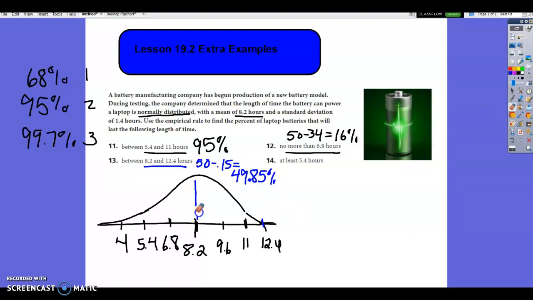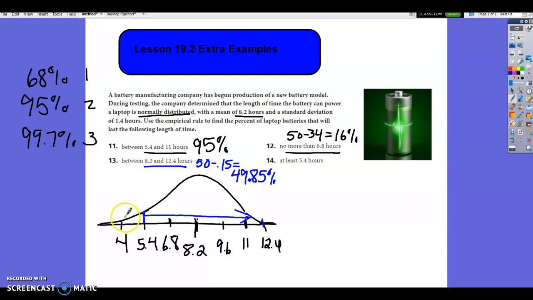All right, once you learn these percentages, especially these 3 right here, these are fairly simple to do. All right, so the last one says at least 5.4. And so at least 5.4 means everything above 5.4. All right, so at least 5.4, so everything in this direction.